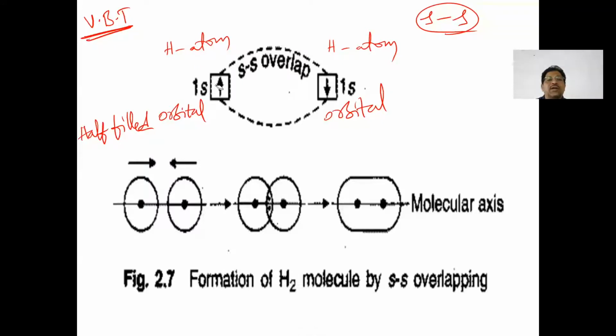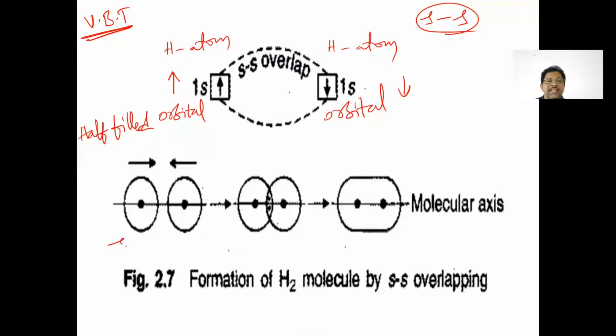Each 1s orbital is half filled. In this half-filled 1s orbital, the electron is rotating clockwise, and here the electron is rotating anti-clockwise. The upward arrow indicates clockwise rotation, and the downward arrow indicates anti-clockwise rotation of the electron. Now these 2 half-filled atomic orbitals from 2 atoms overlap with each other to form a chemical bond between the 2 atoms.